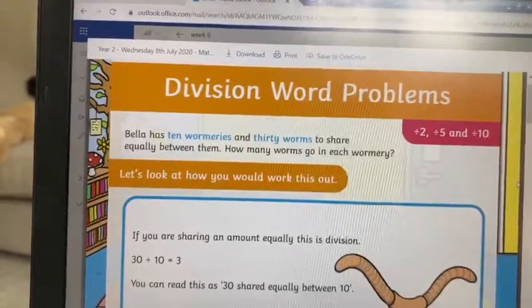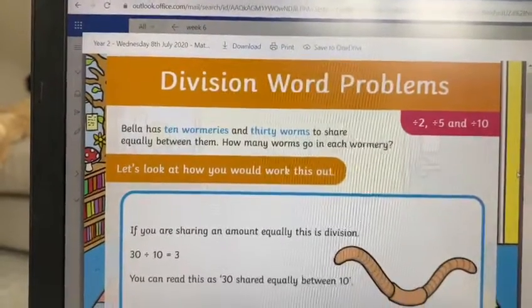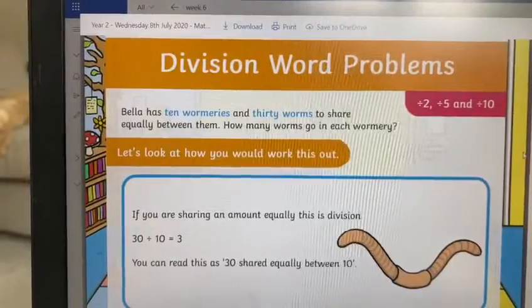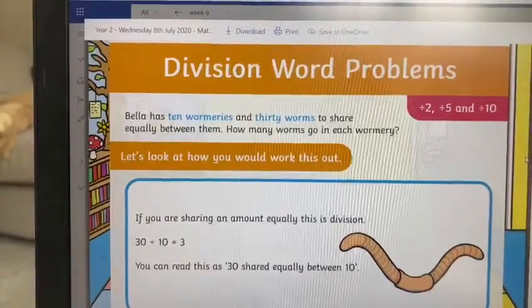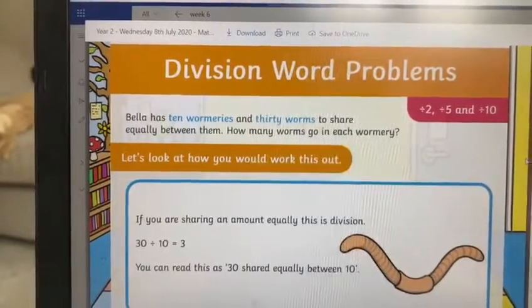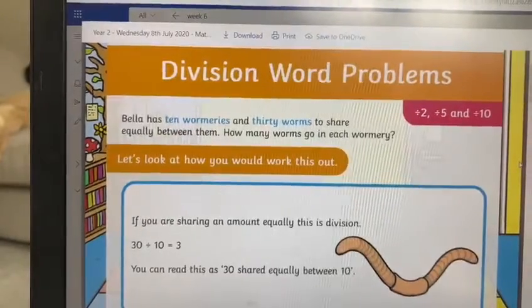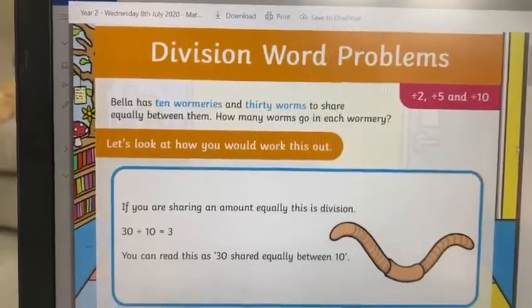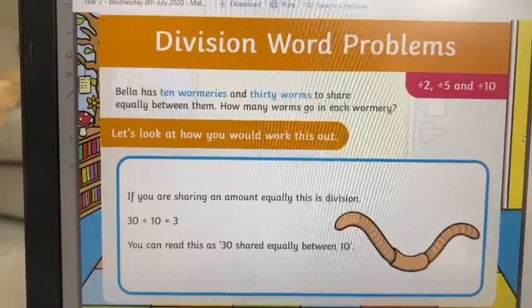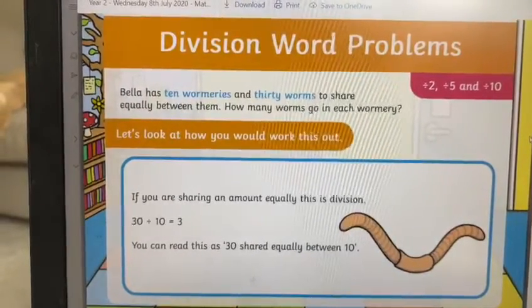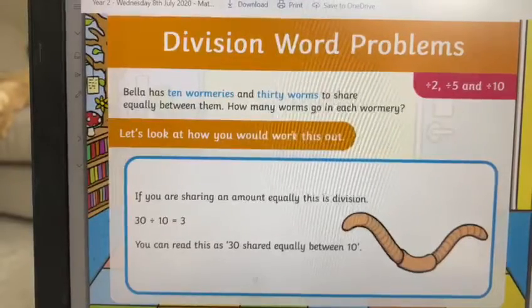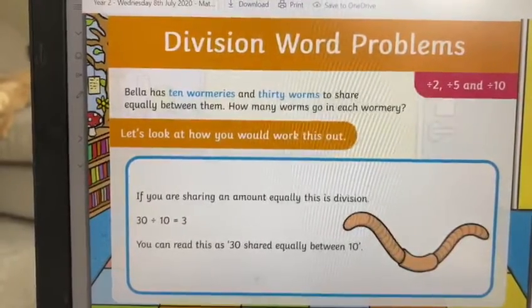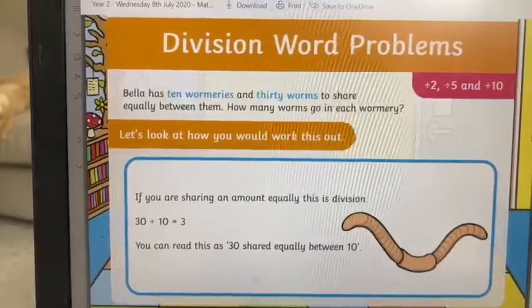So let's look at how you could work this out. If you share equally the amount that's given, so that's 30 worms between 10 wormeries, what we used to draw is the 10 wormeries and then draw out your 30 worms to see how many go in each. And that's an easier way of how to do it. Or you could do a division sentence, which is 30 divided by 10 equals 3. So hopefully once you've drawn your circles, you had 3 in each one.